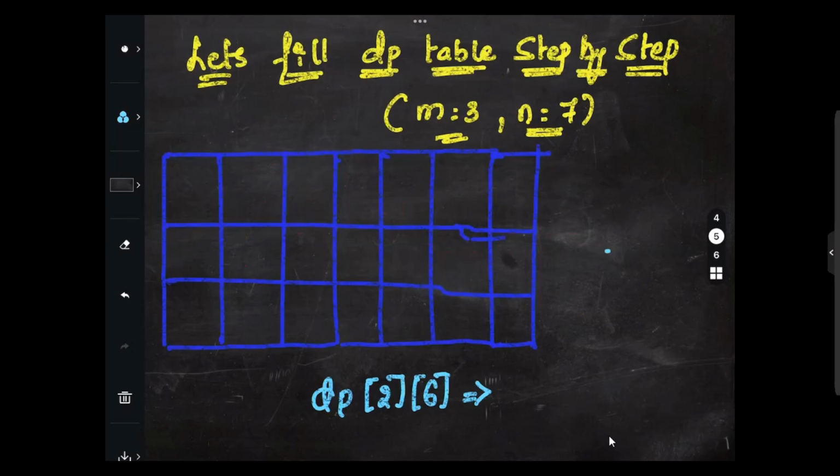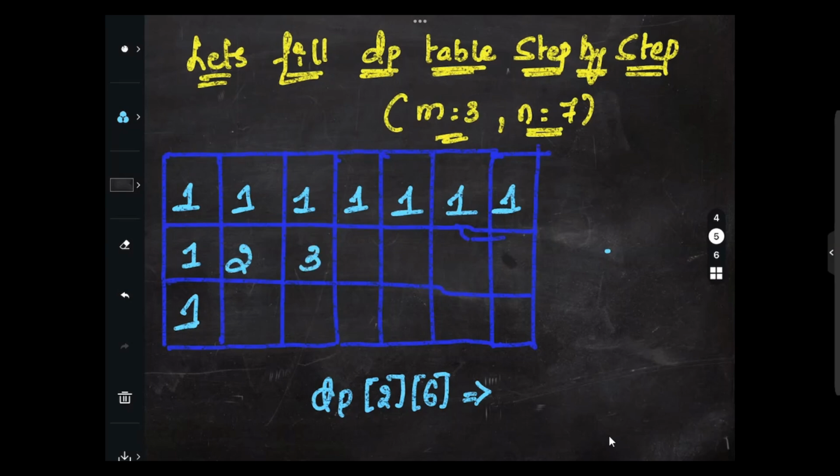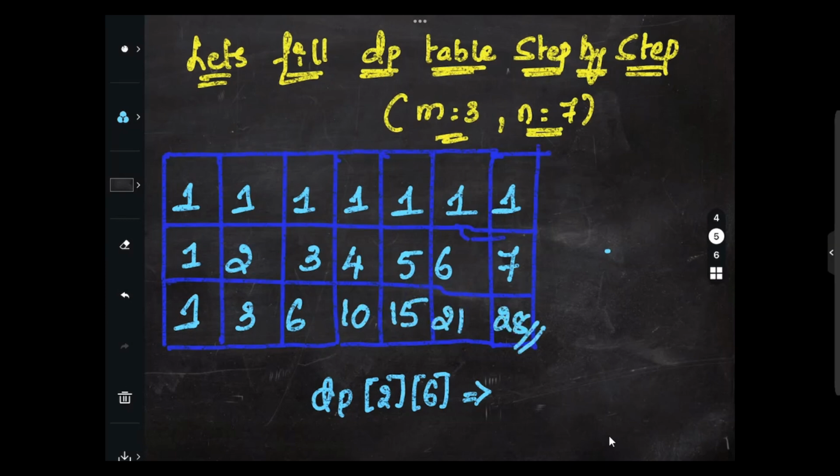So the initial table we have is the first row and first column of 1s, which we know from step 2. When we go with this formula, you can compute every cell. I'll just write the solution directly here. This will be 3 4 5 6 7, then 3 6 10 15, and then 21 28. I have already computed this, so I'm writing it directly.